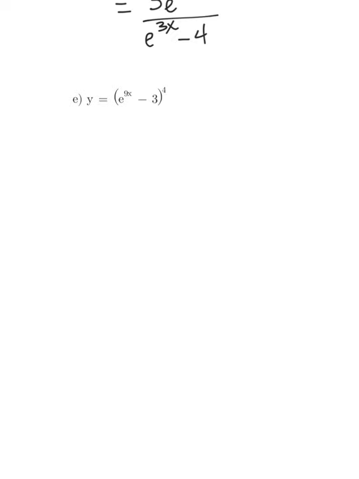On example E, we have y equals the quantity of e to the 9x minus 3 being raised to the 4th power. What you need to recognize on this one is because we have the entire quantity to the 4th, this is a chain rule question. We're going to have to use the chain rule. We will do the derivative of e when we do the derivative of the inside, but the entire problem requires the use of the chain rule.